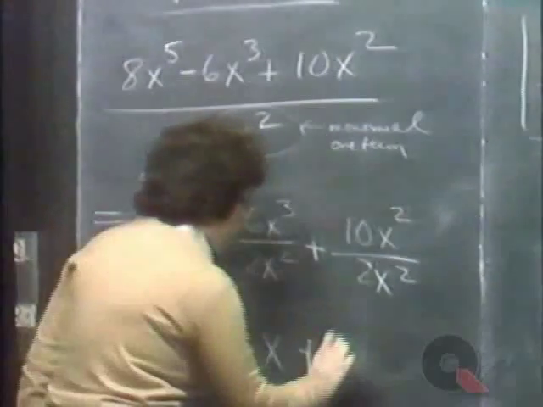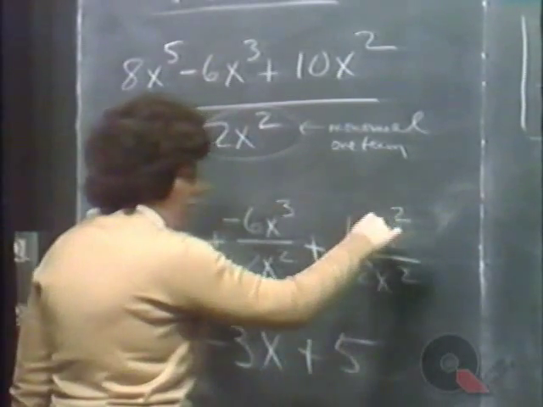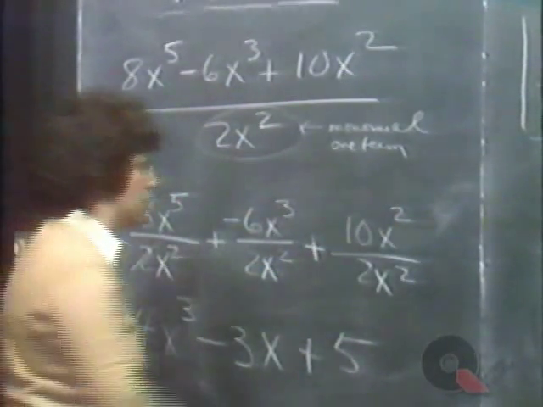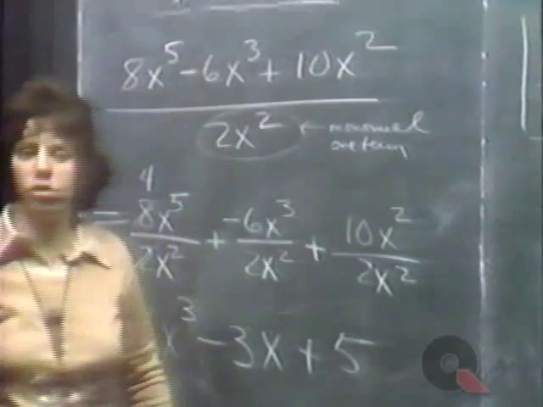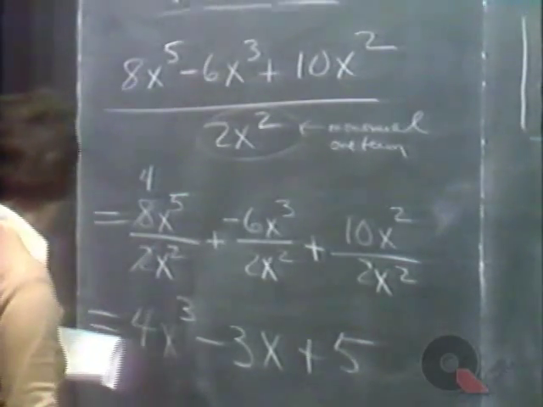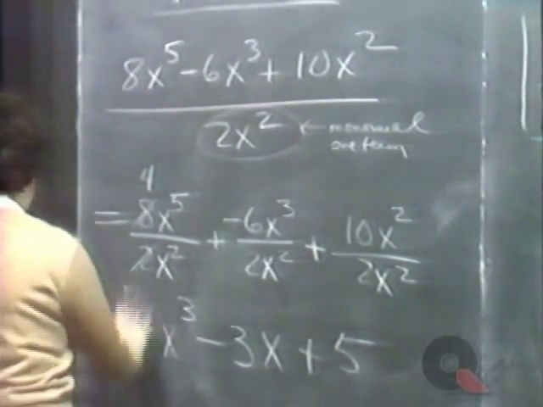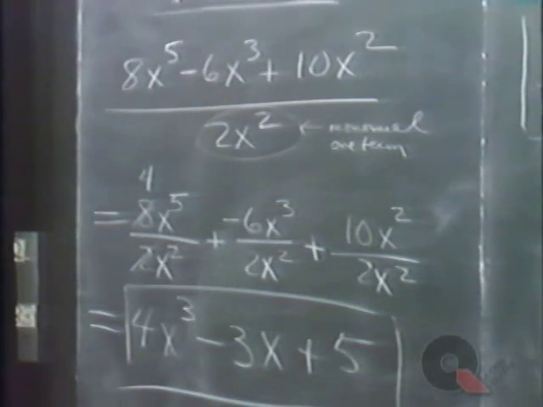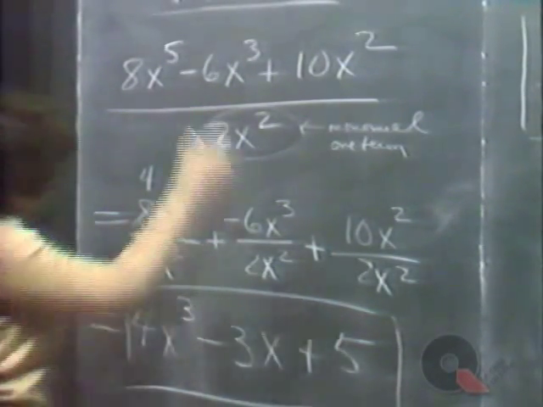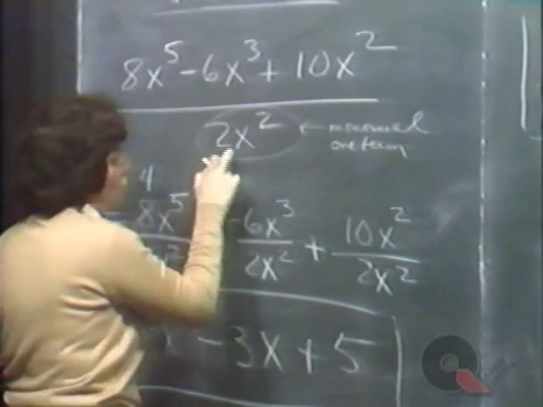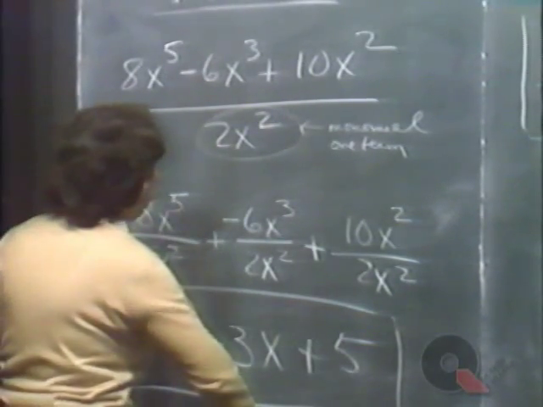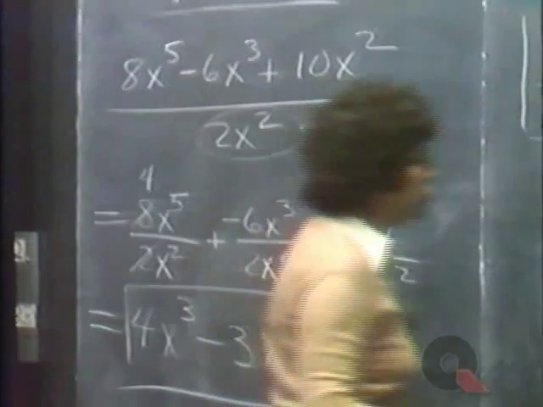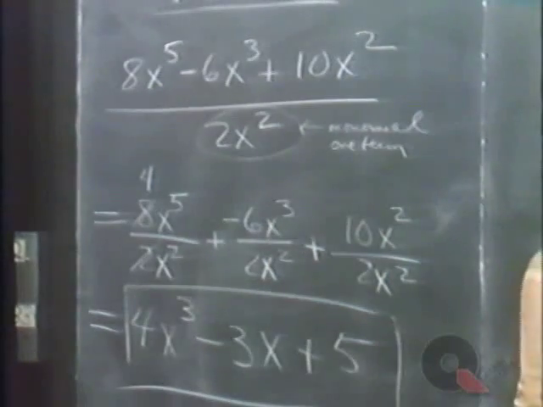And then finally 5. X squared over x squared, either the x squareds cancel out, or you could say x to the 2 minus 2, which is x to the 0 or 1. So 4x cubed minus 3x plus 5 for the answer to this problem. Okay, now this is done a special way because it was division by a monomial. If you're not dividing by a monomial, we're going to use a long division kind of process.